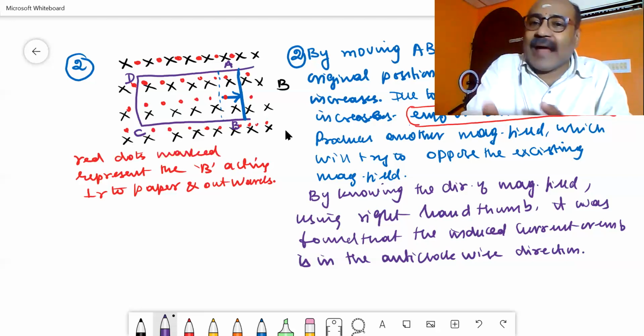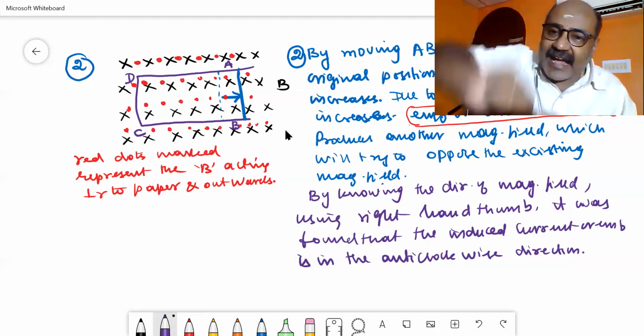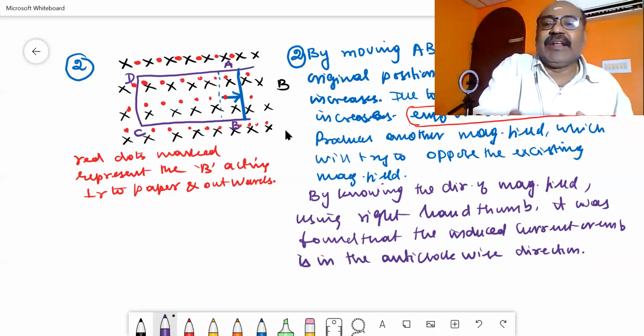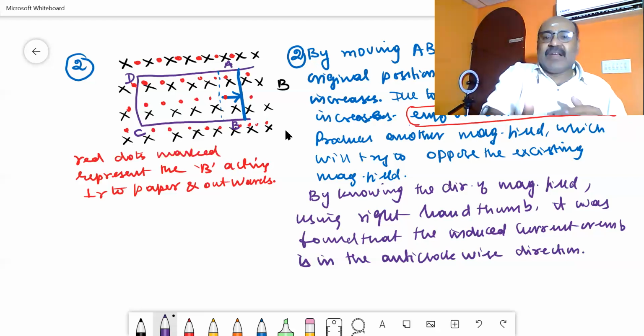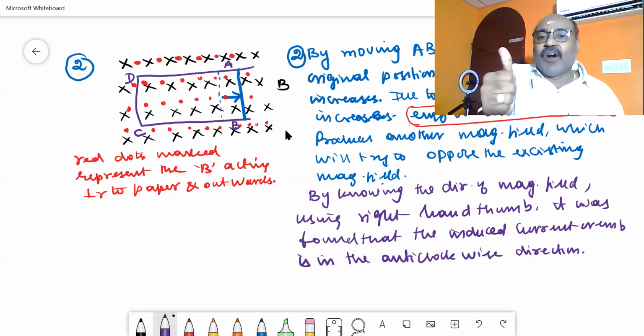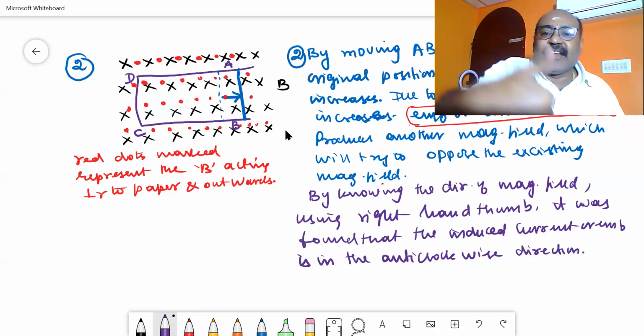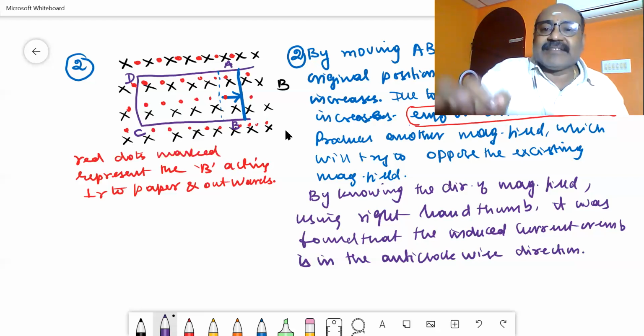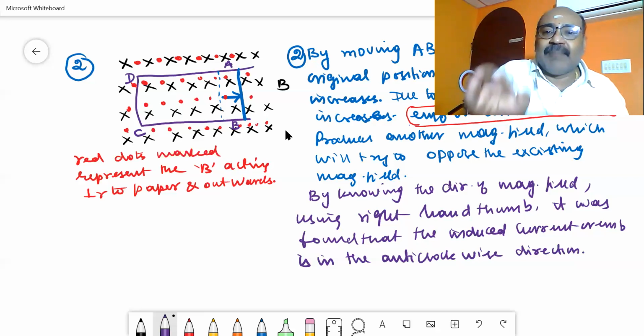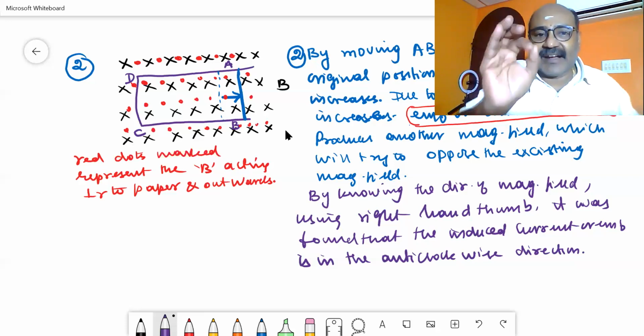Then what happens? And outwards. If it is like this, it is acting in the inward direction. So it is acting in the outward direction. If it is acting in the outward direction, then the folded fingers will be giving you the direction of what? The folded fingers will be giving you the direction of the induced current or EMF. The folded fingers are considered to be in anti-clockwise direction. So we can say the induced current or the EMF is in anti-clockwise direction.